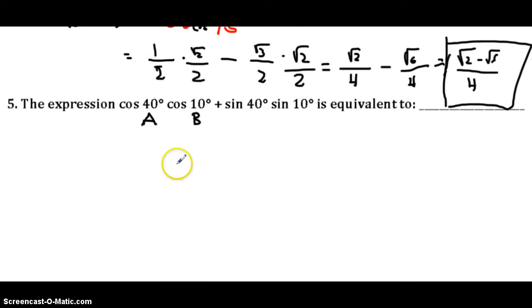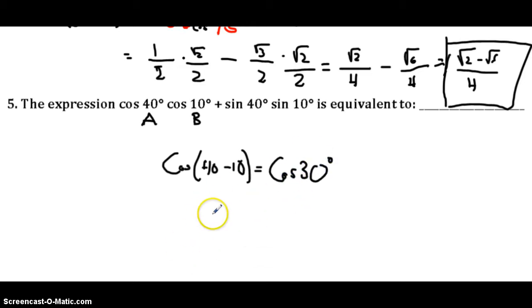So we can actually just say that this is equal to the cosine of 40 minus 10, because that's the same formula. So this is going to be equal to the cosine of 30 degrees. Since we know the cosine of 30 degrees is square root 3 over 2, that is your answer.